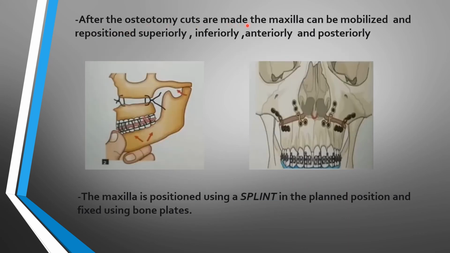After the osteotomy cuts are made, the maxilla can be mobilized and repositioned superiorly, inferiorly, anteriorly, and posteriorly. So once the dentoalveolar segment of the maxilla has been completely fractured, we can move the maxilla in a superior, inferior, anterior, or posterior direction. And then the maxilla can be positioned using a splint in the planned position, and we can fix the maxilla using the bone plates. So here we can see that the maxilla has been placed at the desired position using the splint, and here we can fix the maxilla using the bone plates.